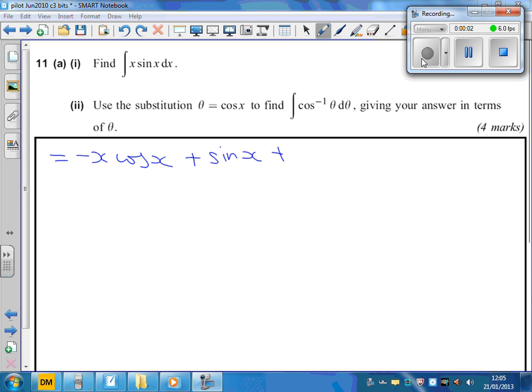This is part 2 of question 11. Thanks to Vina for the first part. And we've got Vina's answer here. We're going to need that later on. Part 2 is talking about an integral, and we've got to do a substitution.